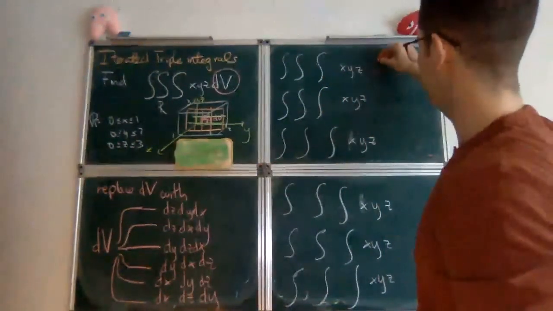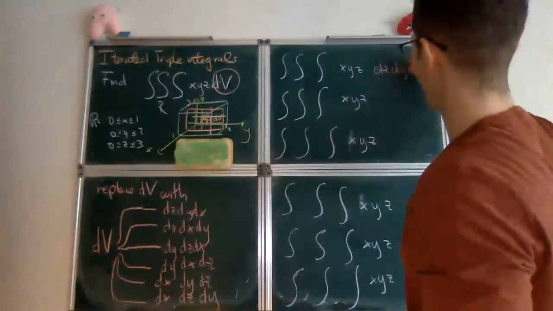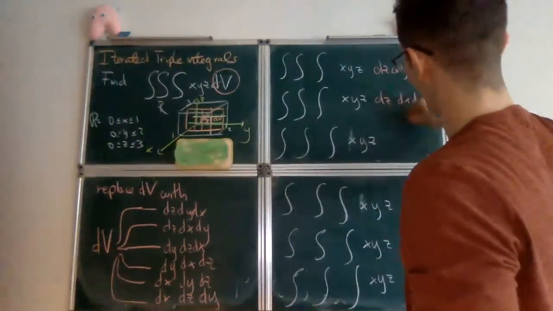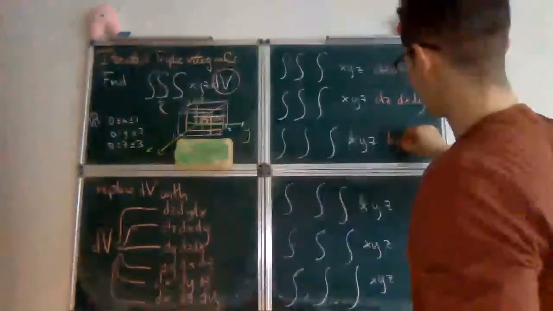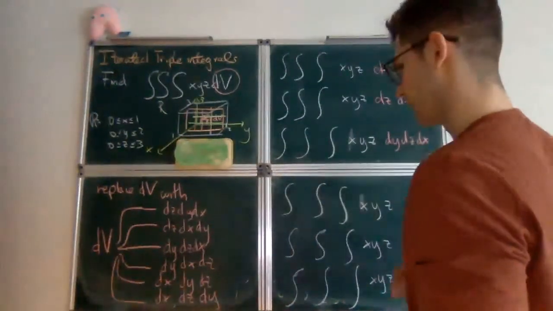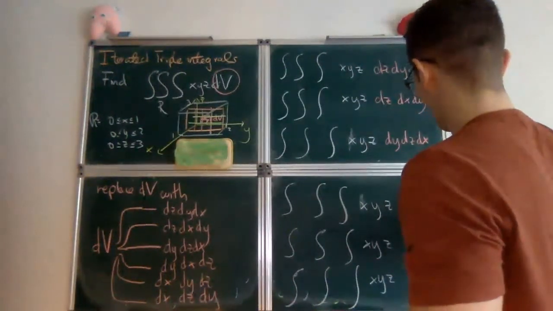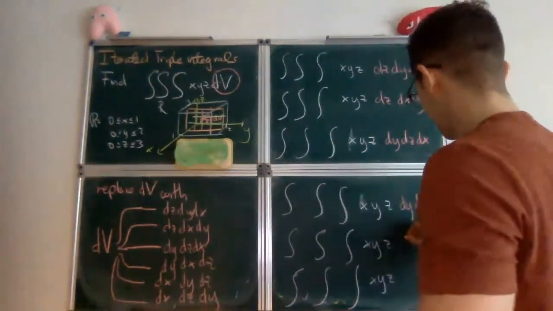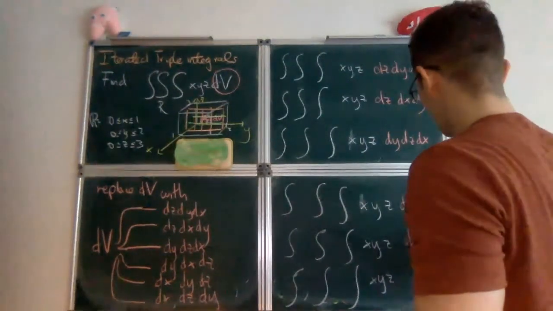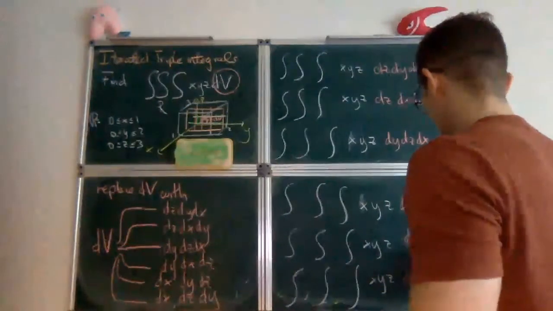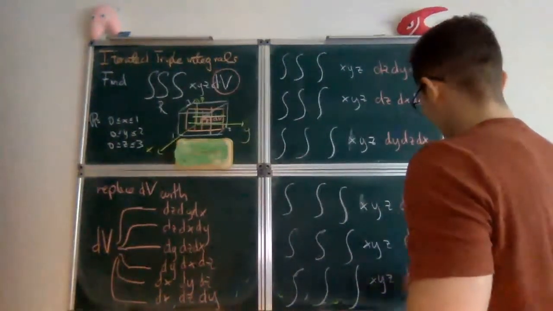So this is dz dy dx, dz dx dy, dy dz dx, dy dx dz, dx dy dz, dx dz dy.